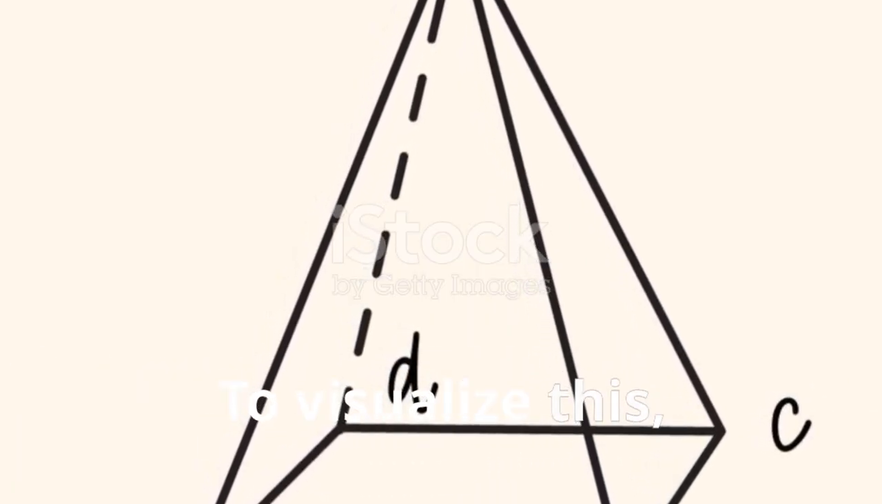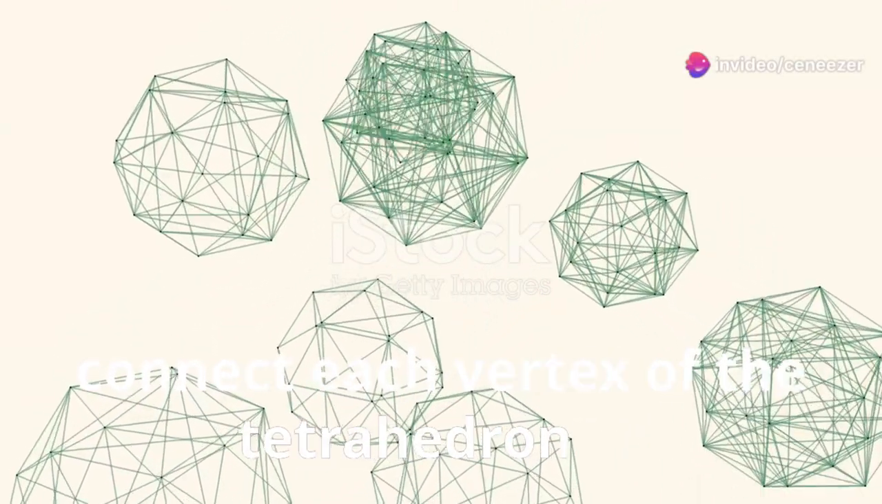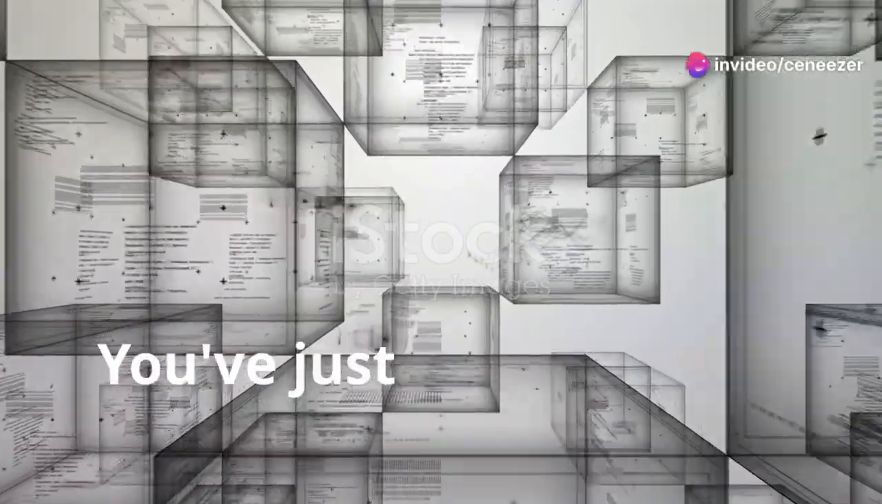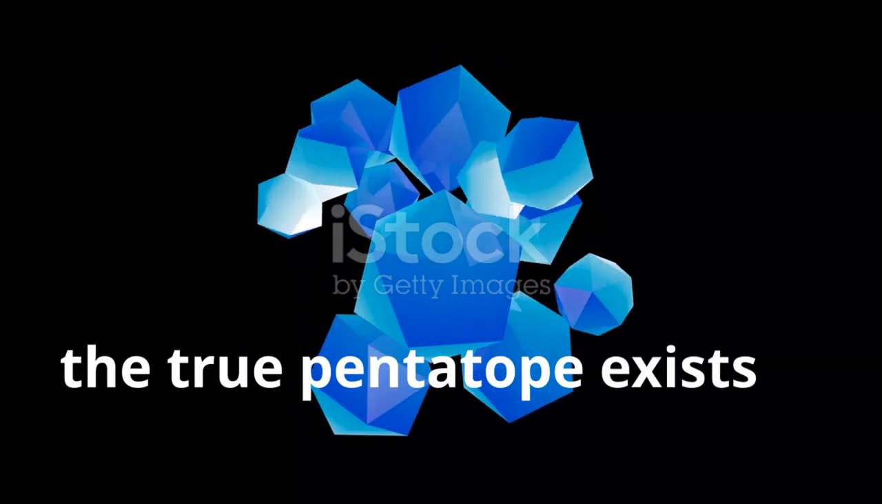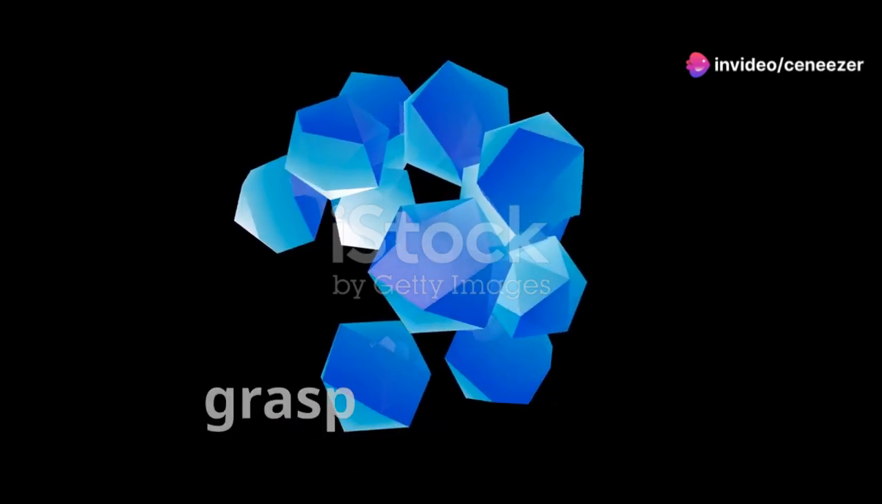To visualize this, imagine a point hovering above a tetrahedron. Now, connect each vertex of the tetrahedron to this point with an edge. You've just constructed a Pentatope, albeit a very simplified representation of one. Remember, the true Pentatope exists in 4 dimensions, and our 3-dimensional minds can only grasp its shadow.